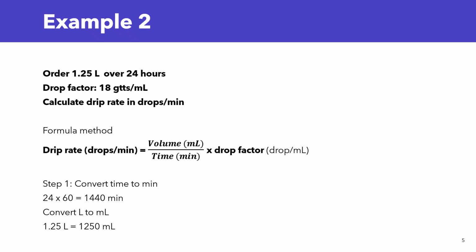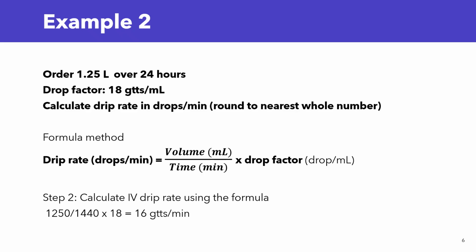Okay, so everything is converted. So now we can use the formula to find the answer. So the drip rate is volume, so 1,250 times 18, which is the drop factor, divided by the time in minutes, 1,440. So the answer is 15 drops per minute.